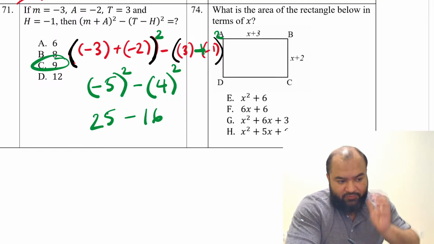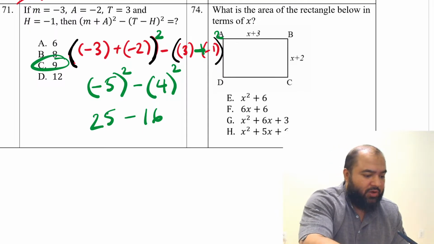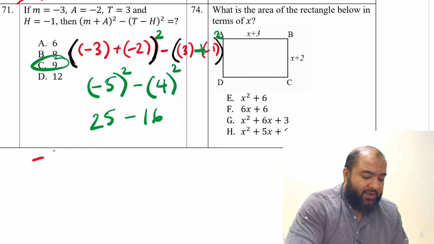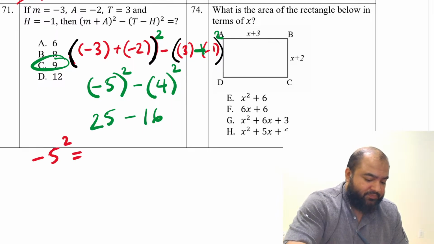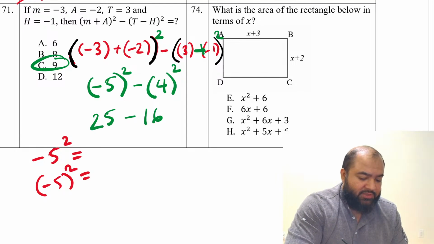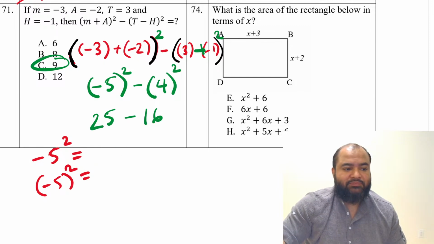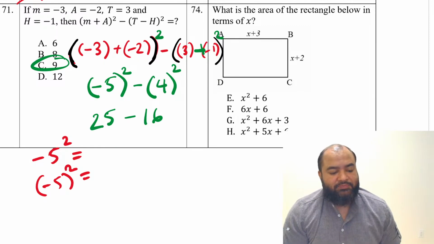Okay, so before I end the class, I'm just going to ask you one question. Let's see if you can handle it. What is -5 squared? And what is (-5) squared? What is the answer to the first one? -5 squared and parentheses -5 squared. So what are the differences? Tell me the answers.